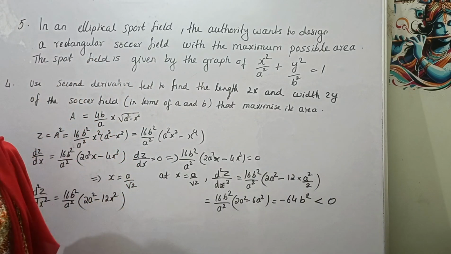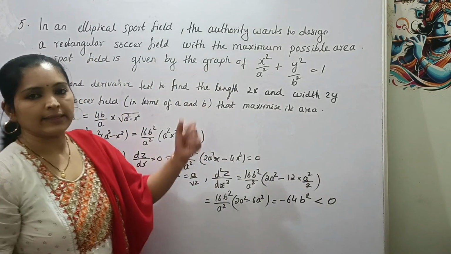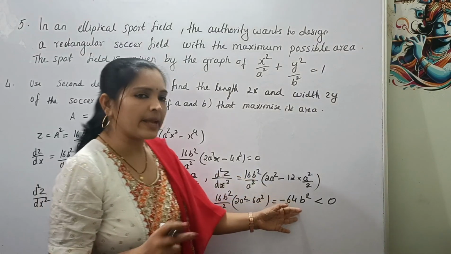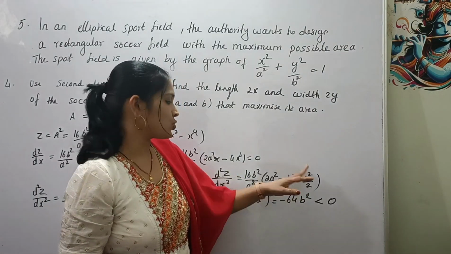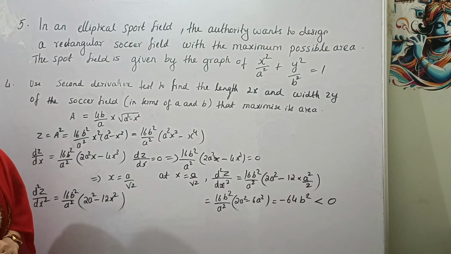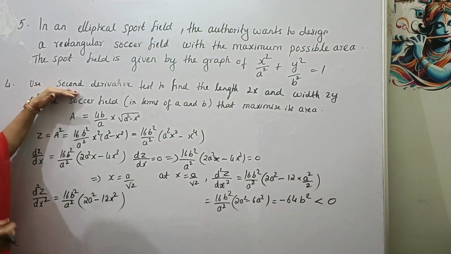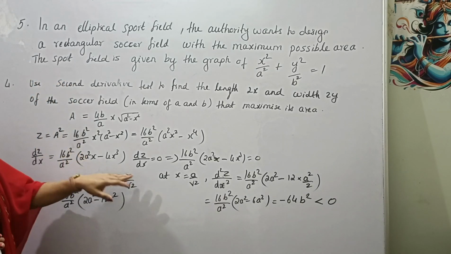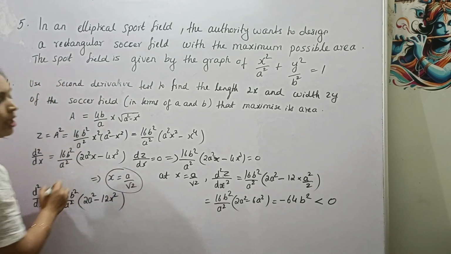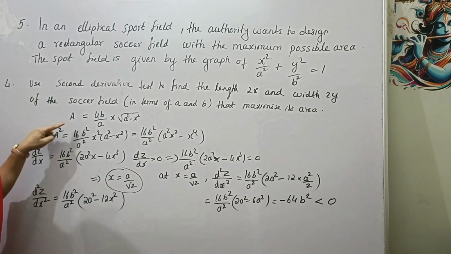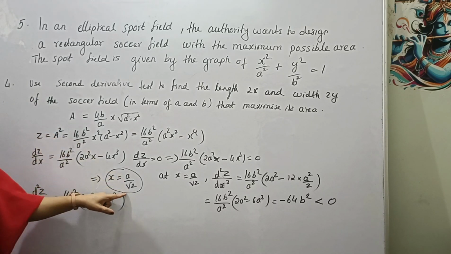b is always greater than 0, because it is the length. So minus 64b square. Even if b is negative, b square will be positive, right? So minus 64 into b square is less than 0. That means according to the second derivative test, this area is maximum at x is equal to a by root 2. The area A is maximum at x is equal to a by root 2.